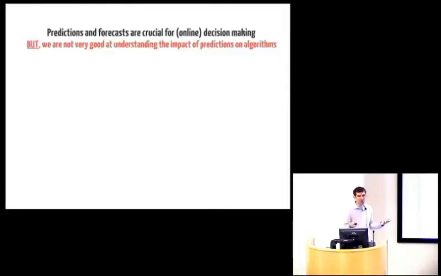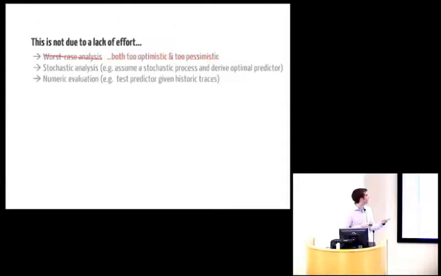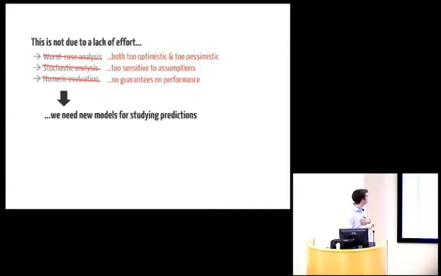Predictions are clearly crucial to online decision-making problems, and we do a terrible job in the theoretical community of modeling them in a way that lets us understand the value of predictions for algorithms. And so, my slide to piss people off is: worst-case analysis, stochastic analysis, numeric, they all have big problems, right? And this is what all the work on predictions does. Stochastic is too sensitive, numeric, you don't get any guarantees, and worst case, we already saw, it doesn't give the right sorts of answers. And so we need new models.